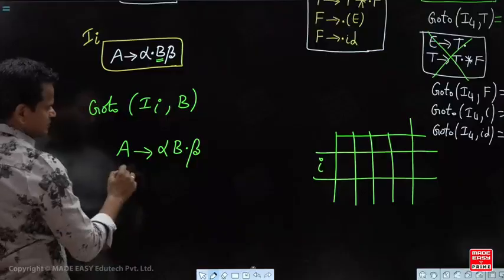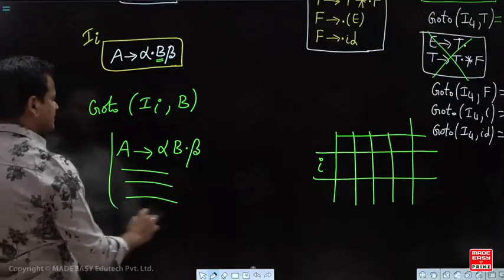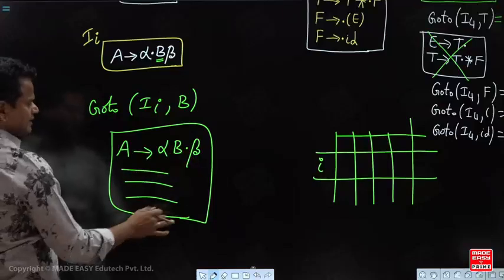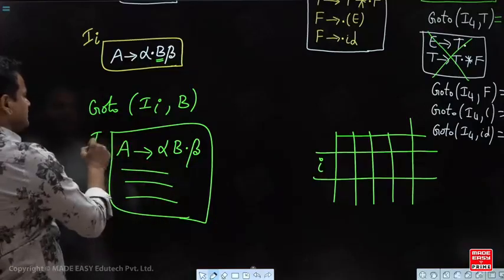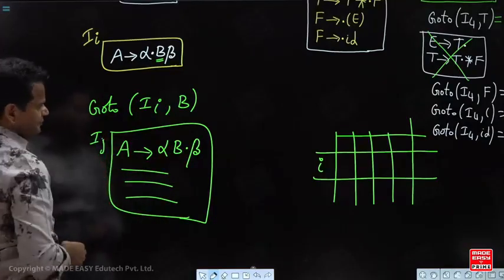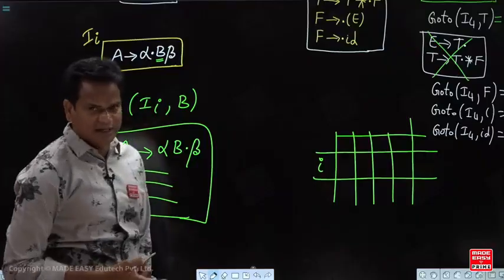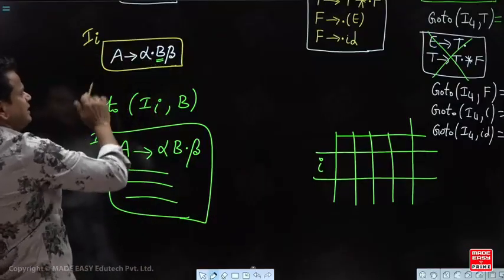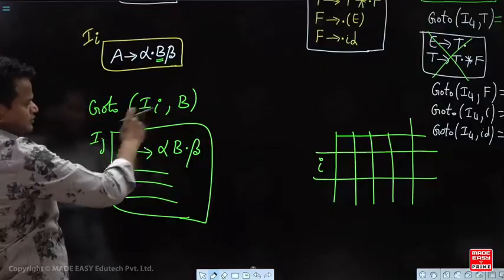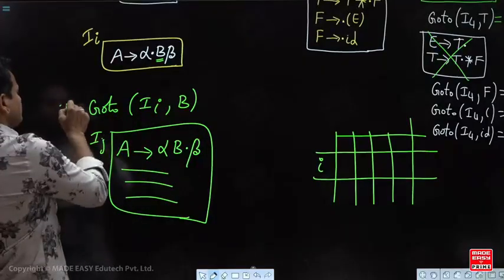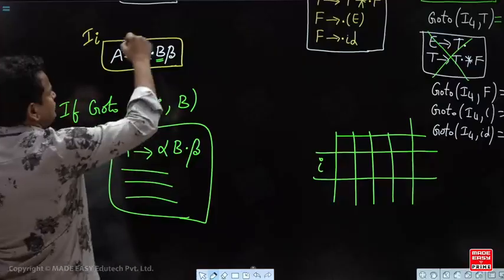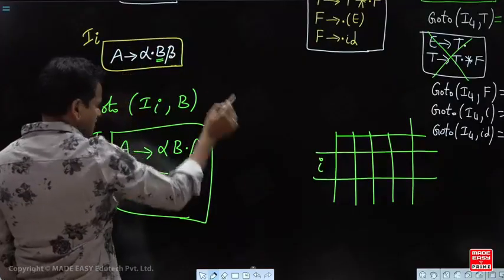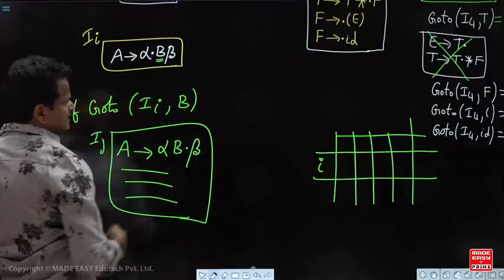After the dot, if any non-terminals are there, we will add them. And finally, if there is no non-terminal, we don't add. If non-terminal, then we add. And finally, we will close and give some name as Ij. Are you following? Suppose there is a shift symbol non-terminal in Ii, we write the goto, and if the goto is this one, how do we fill the table for this state and this production?